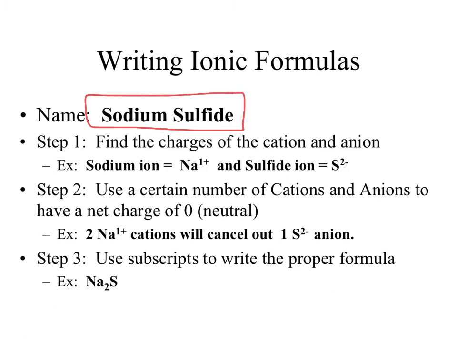Just because you don't know it off the top of your head doesn't mean it's impossible. Let's just start looking at our ion sheet and figuring things out. First of all, I see sodium. Sodium ion, when I look on my sheet, means it's a sodium with a +1 charge. Sulfide, when I look on my ion sheet, is a sulfur with a 2- charge.